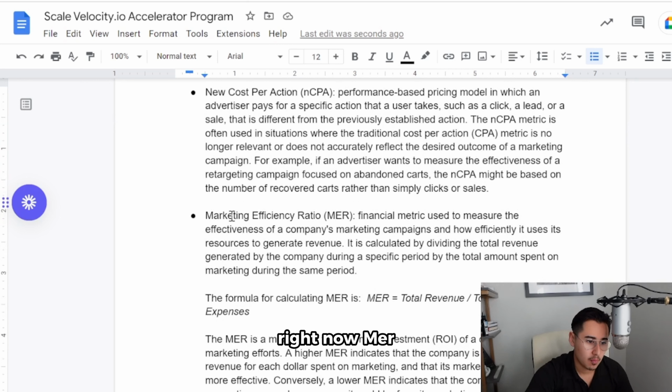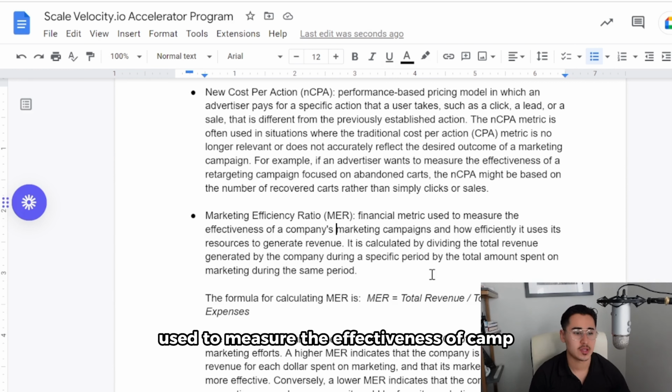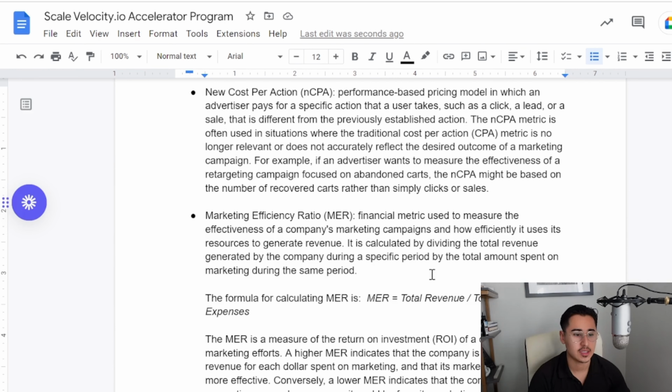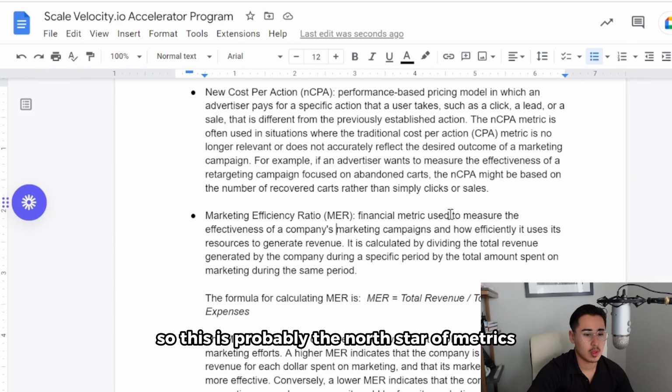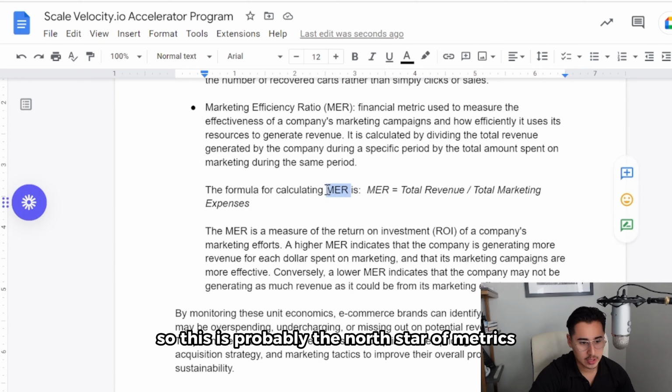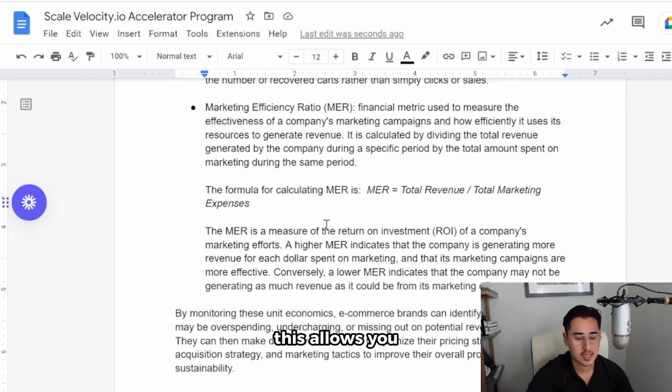Now, MER, marketing efficiency ratio, is a financial metric used to measure the effectiveness of a company's marketing campaigns and how efficiently it uses its resources to generate said revenue. So this is probably the North Star of metrics. It's your total revenue divided by total marketing expenses. This allows you to know how efficient a specific access channel is, right?